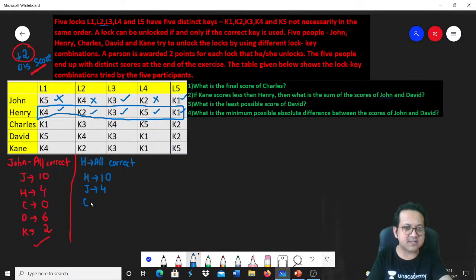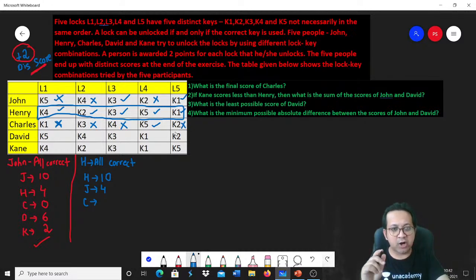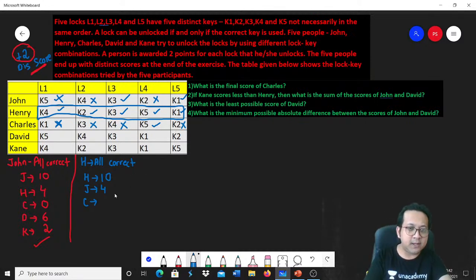Next, Charles. Can you see the first one is incorrect? Why? Correct was K4. So Charles got this incorrect. Second, K3. Incorrect. Correct was K2. Third lock, K4. Incorrect. Correct was K3. Next, K5. K5 is correct. What about K2? K2 is also wrong. So can you see Charles got only 1 correct, which was lock number 4. So 1 correct would mean 2 points. Correct?